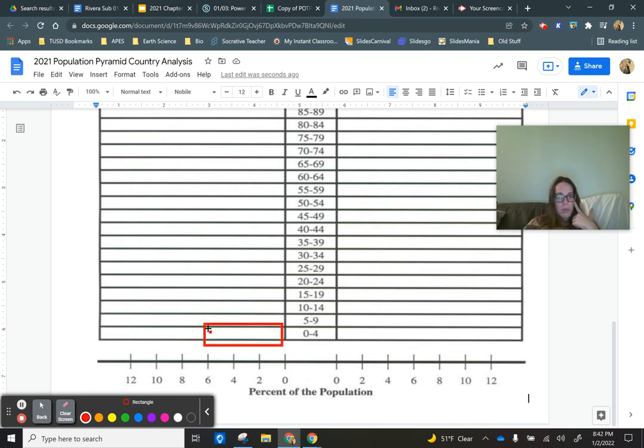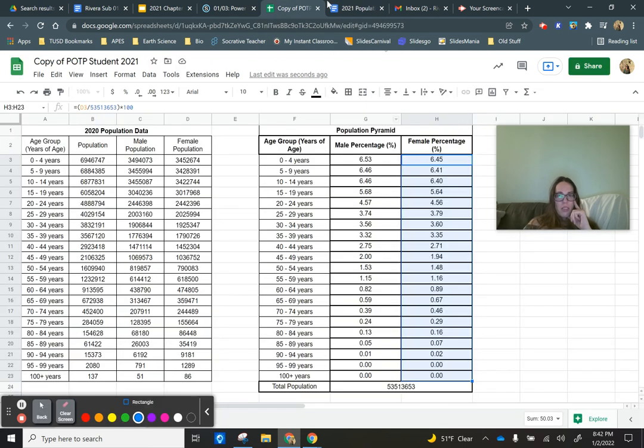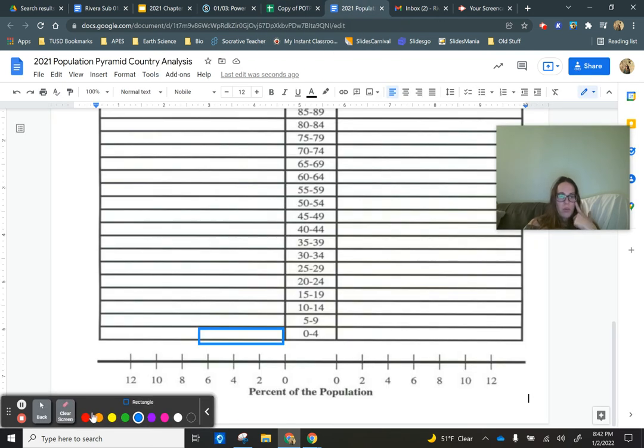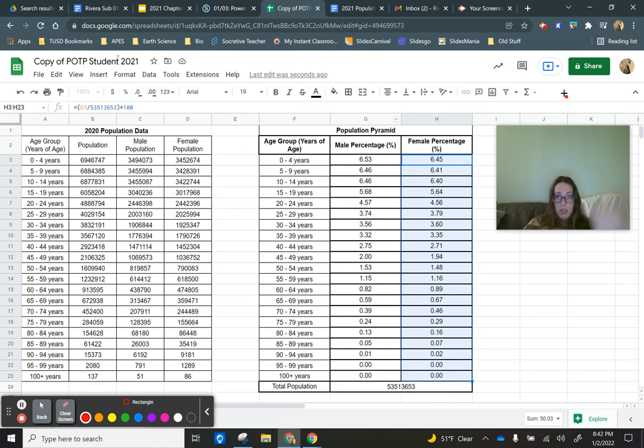Let me select blue. Okay, and I'm going to do 6.5. I'm going to try to get as close as I can. Something like that. So that'd be the males. And then I would do females. It's 6.45, so pretty close. There we go. So what you're going to do is set up your sheet to do your data for you, and then graph.